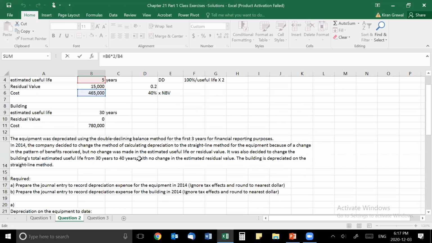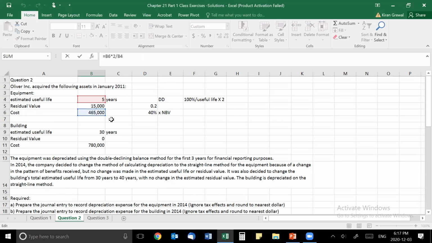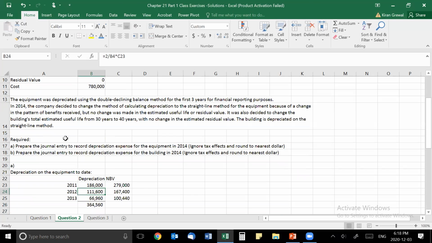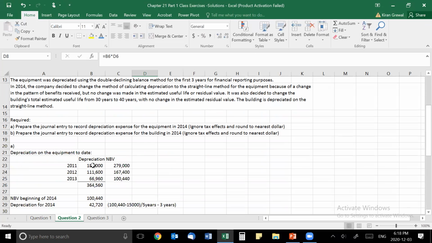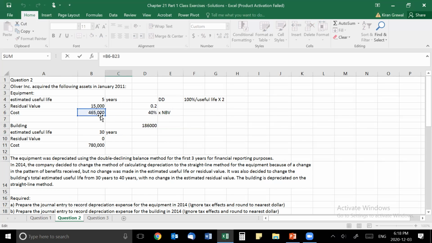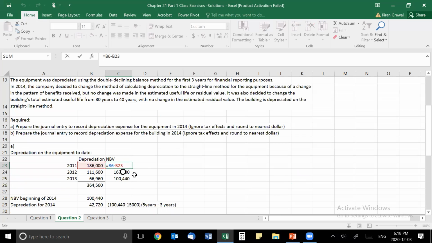So we're going to take our cost multiplied by 40%, and that's going to give you your depreciation of 186,000. So I'll show you that. 465,000, which is our first year net book value, times 40%, 186,000. Then you're going to figure out what's your ending net book value in 2011. So it's your 465,000 minus whatever depreciation you've taken. That would be your net book value in the first year.